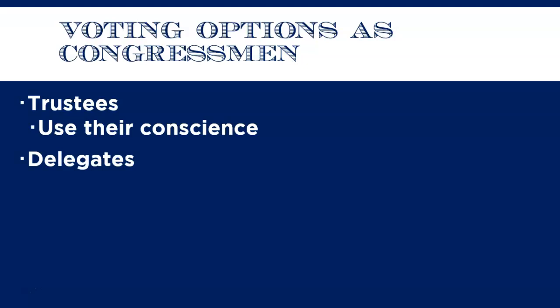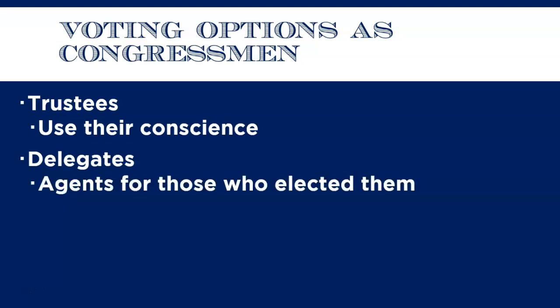All right, then you have delegate voters, delegates. They are basically an agent for those who elected them. Okay, they're going to vote with how they feel that their constituents want them to vote. It doesn't matter if it goes against their party lines. They're going to do what they feel like their constituents want them to do.